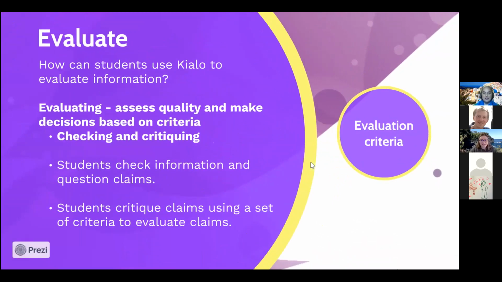Okay, Laura? Yeah, so next is the evaluate skill. Again, Bloom's taxonomy divides this into two aspects, checking and critiquing. Evaluating is assessing quality and making decisions based on criteria, and checking and critiquing based on those criteria.